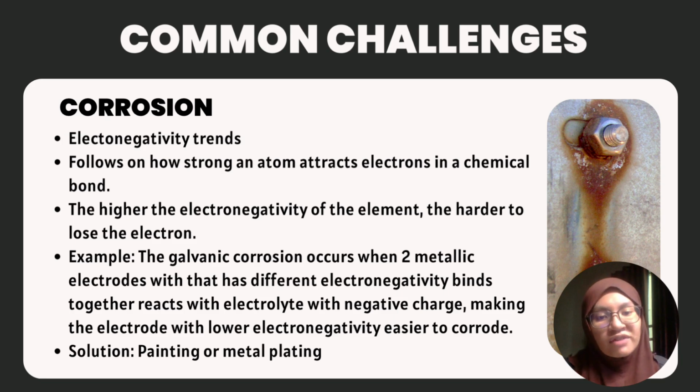Thus, to prevent corrosion from happening, we can use metal plating such as zinc plating, which acts as a sacrificial protection, and also paint, which can help to block moisture, salt, water, and oxygen from penetrating through the underlying metal.